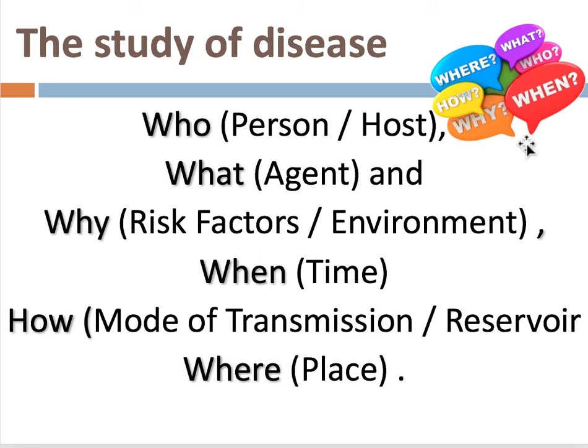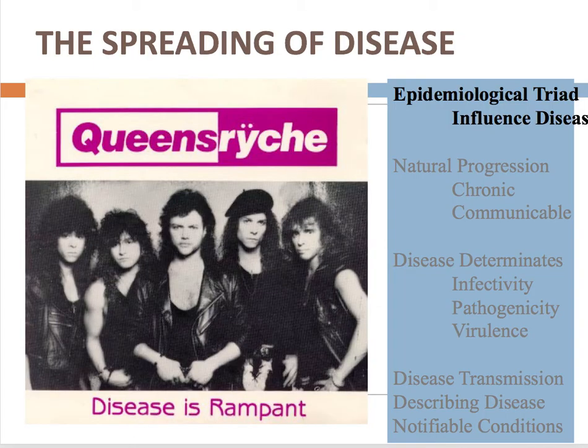So when we think about epidemiology, try to hold these concepts present in your mind. What are the interactions of the person, place, and time, as well as the why, the risk factors, and the how, the mode of transmission. So our first topic is the epidemiological triad and how it influences disease.